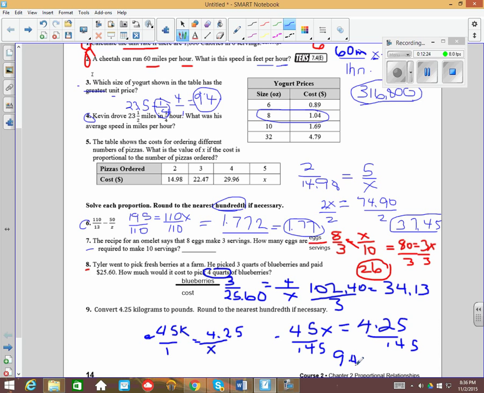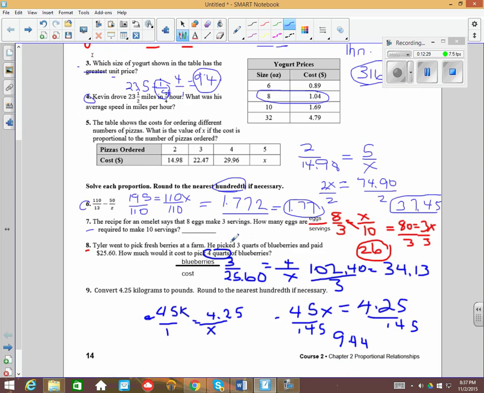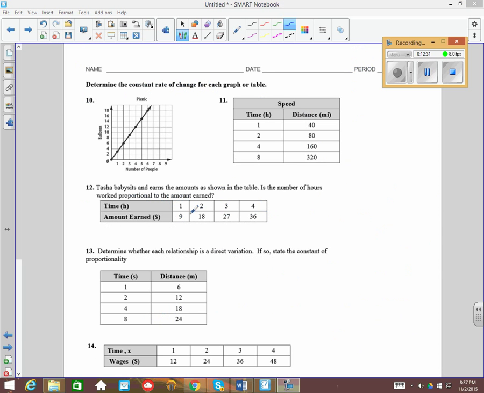9.4. You have two fours if you want to round to the nearest hundredth: 9.44 pounds. Here we're going to determine the constant rate of change for each graph. So you know rate of change is a change in y over the change in x.